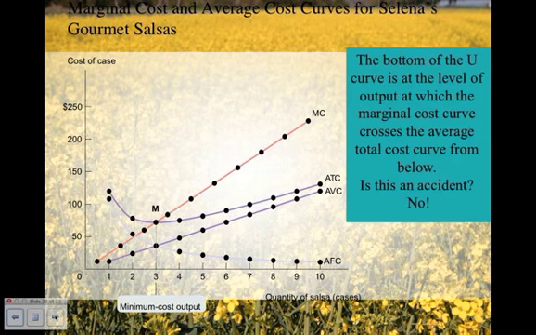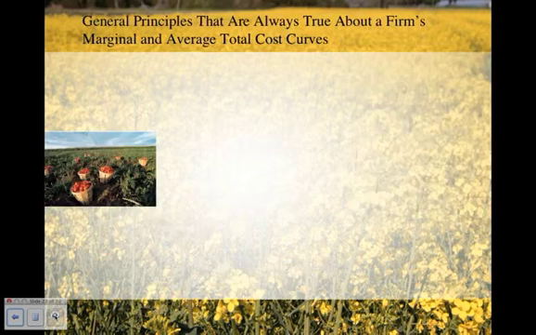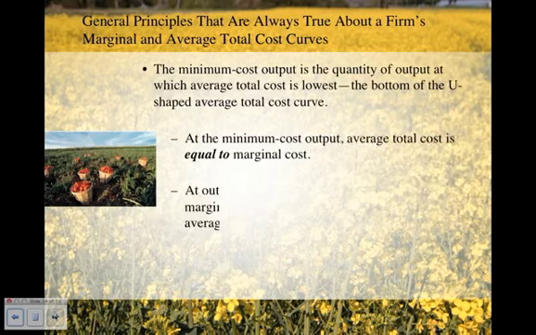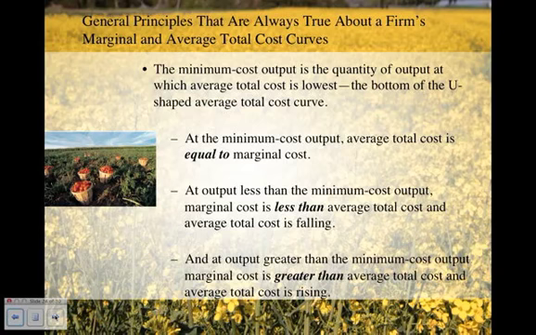And again, this talks about the bottom of the average cost curve and the marginal cost intersecting that point, which will always happen. And here it says the minimum cost output is the quantity of output at which average total cost is lowest, the bottom of the U-shaped average total cost curve. And that's where the average total cost is equal to marginal cost.